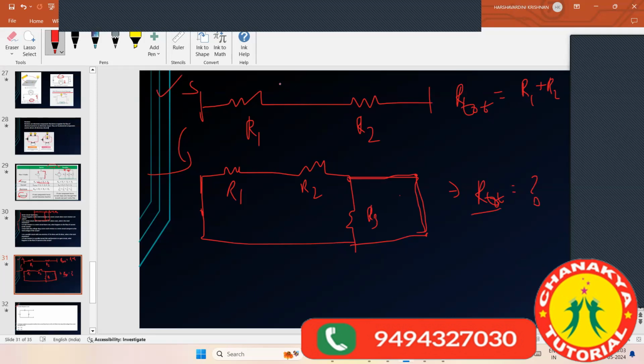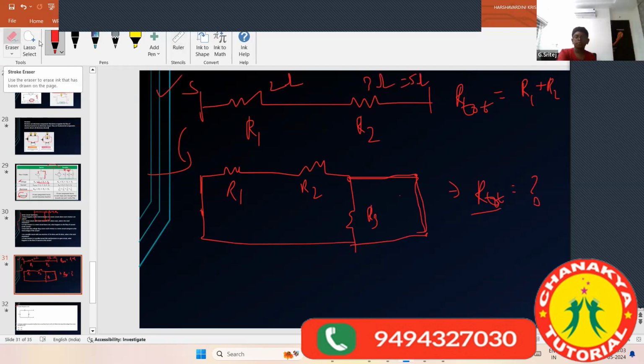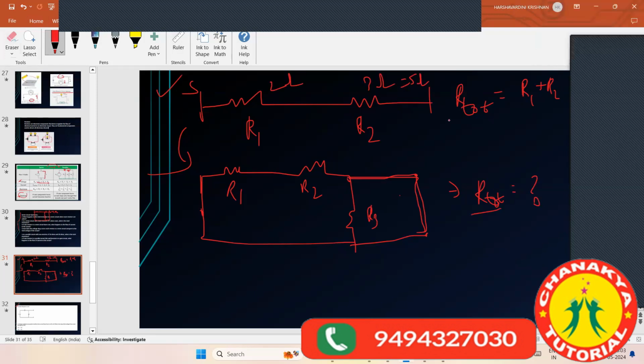For example, take R1 as 2 ohms and R2 as 3 ohms. When you add, you get 5 ohms in total, right? Are you clear? We add because they are in series, so we are directly adding. So I am just calling it RS. I don't know the values of these two, so I am deriving it only with the help of the symbols.